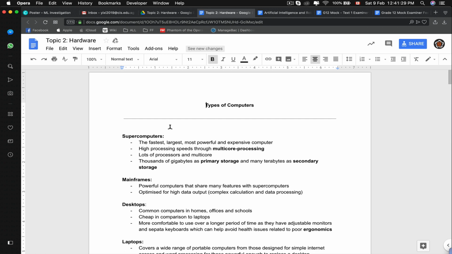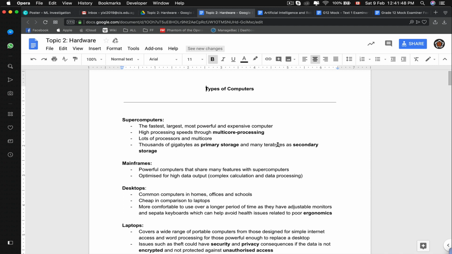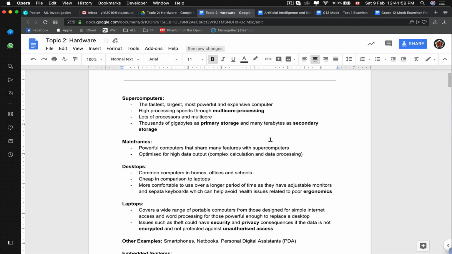They mostly use a centralized processing system, and it has a very high processing speed because it's got a lot of cores. So it has thousands of primary storage, usually referred to as RAM, and many terabytes of secondary storage. Terabytes, petabytes, depending on what you need to use. If you want to run a model on it, then you probably need a few petabytes of storage.